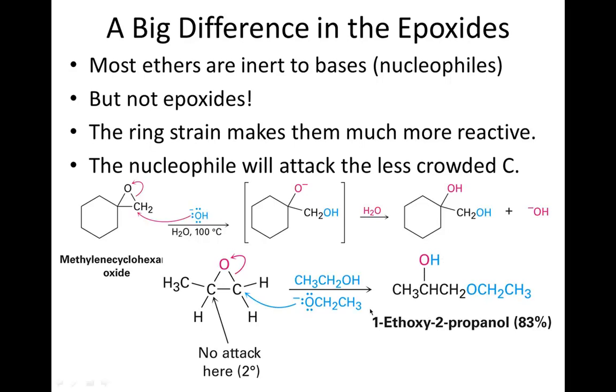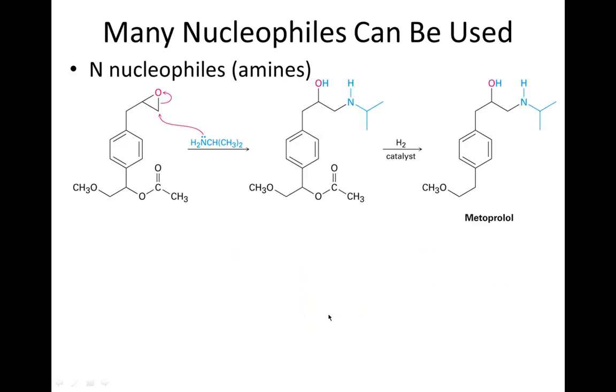Here's another example. So nobody said it had to be OH or water. It could be an alkoxide. So we can react at the less crowded carbon, and we can make different ethers out of that. And we have all kinds of things that could be the nucleophile in this case. An amine could be the nucleophile and go to the less substituted carbon. So you can make molecules like this.